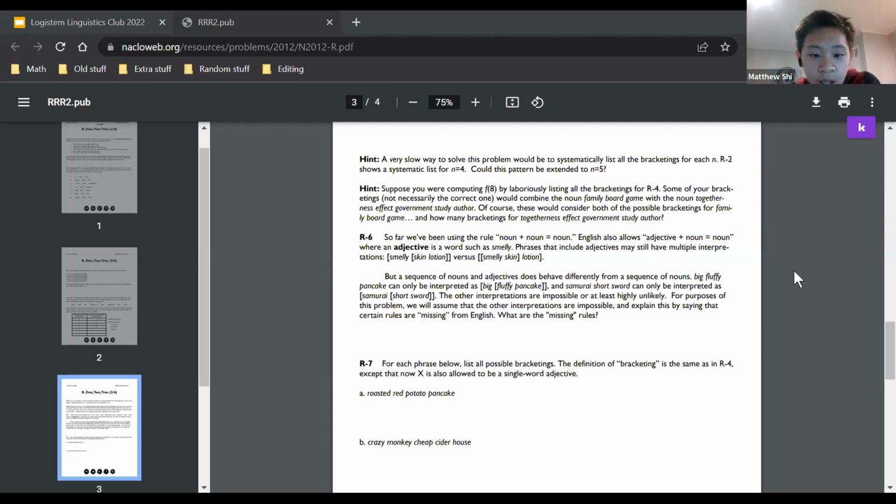Big fluffy pancake can only be interpreted as big fluffy pancake, and samurai short sword can only be interpreted as samurai short sword. The other interpretations are impossible or at least highly unlikely. For purposes of this problem, we will assume that the other interpretations are impossible and explain this by saying that certain rules are quote unquote missing from English. What are the missing rules?